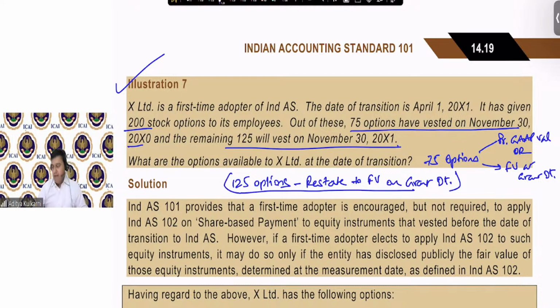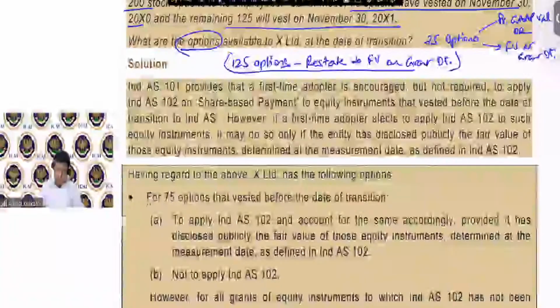Okay, fair enough. Everybody understood? Yes, excellent. Shruti, Namrata, yes, absolutely right. So you identify the case. The case will then guide you in telling what should be the options, what should be the solution. So what are the options available to X? In respect of 75 stock options, you can either take the previous GAAP value or the fair value at the grant date. And in respect of the 125 options, you have to determine the fair value at the grant date and do the treatment.